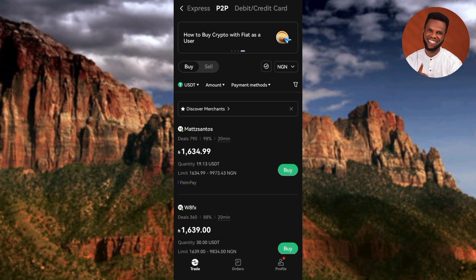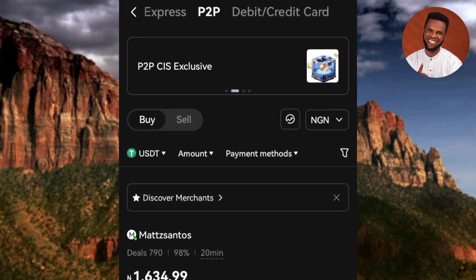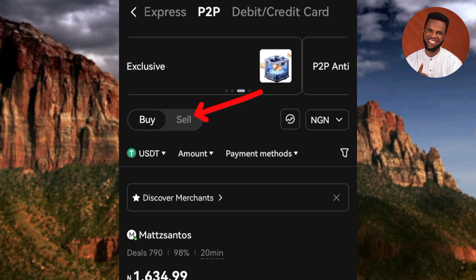Right there, guys, you can see the P2P trading platform has opened up. So now the first step you have to take is to tap on where you can see sell. You can see sell right there at the top. So let me tap on sell.